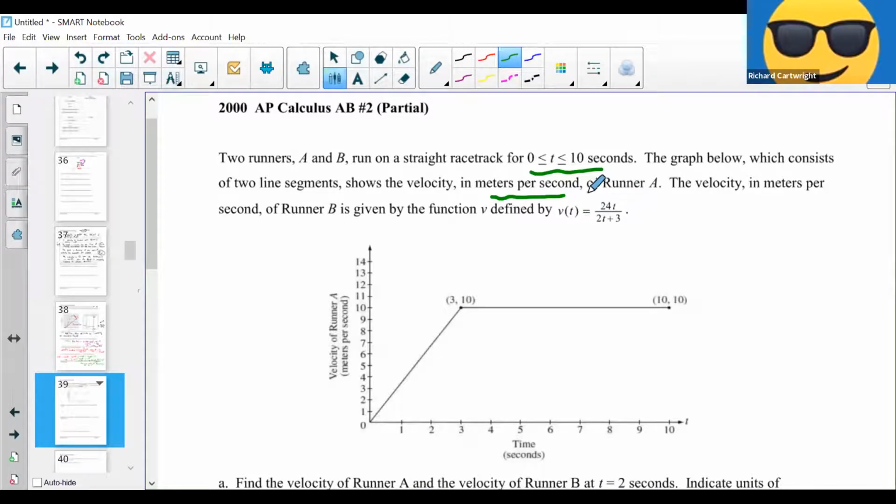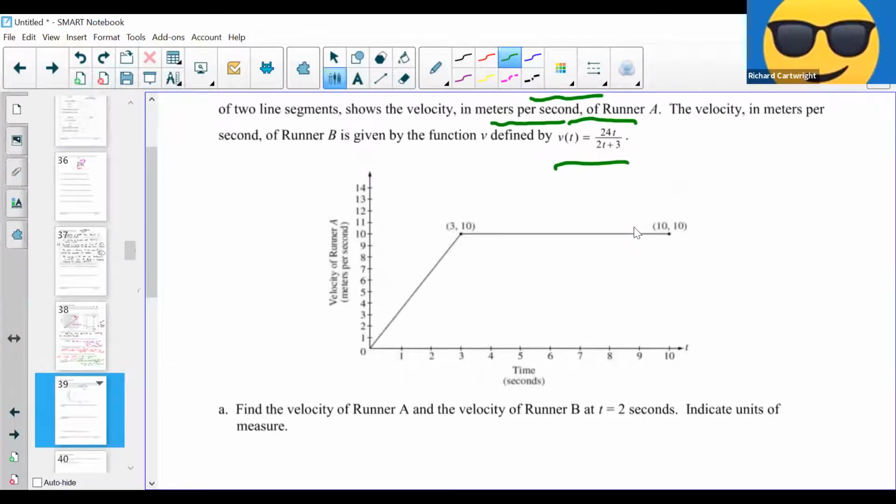Two runners, A and B, are running on a track. The graph below shows the velocity of runner A. Okay, it's just runner A. That picture was not for B. The velocity in meters per second of runner B is a function. All right. So we're looking at 2 different forms of velocity, from a graph and from an equation. Okay, so I think I got that.